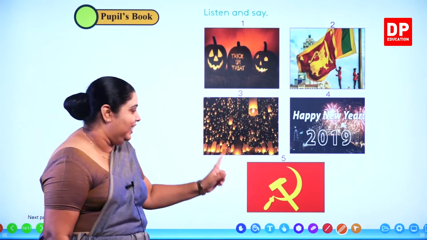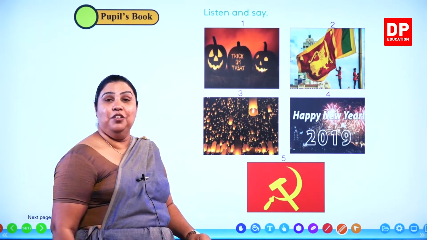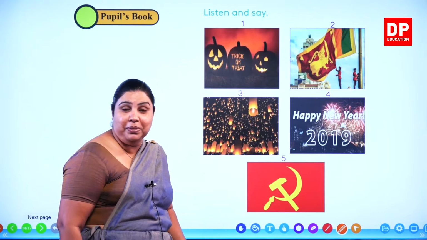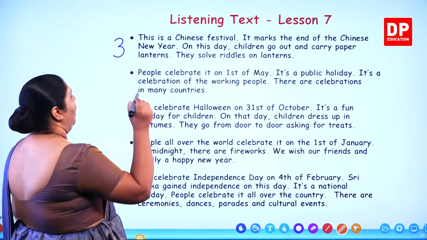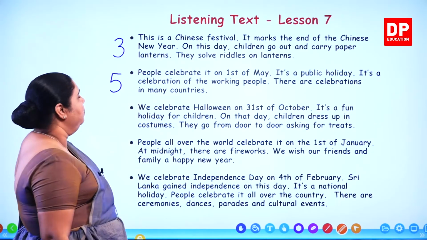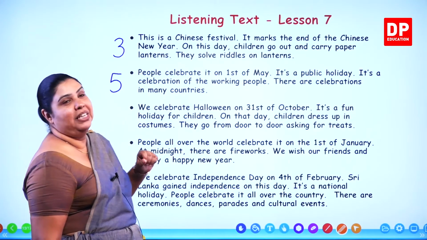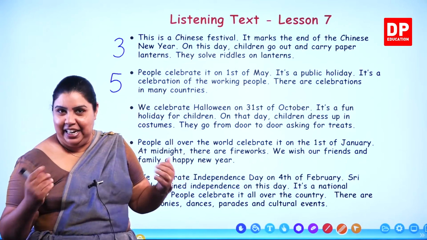That's right. It is number 5. I told you this is the red color flag with the symbol of the working people and it has to match our description number 2 and the picture is number 5. Okay. The working people are being celebrated on the 1st of May. We say May Day. Okay.